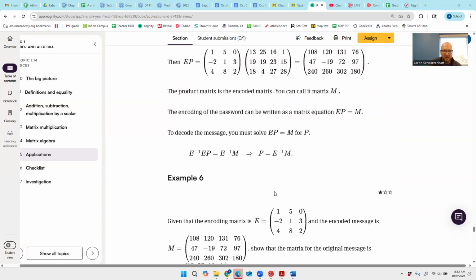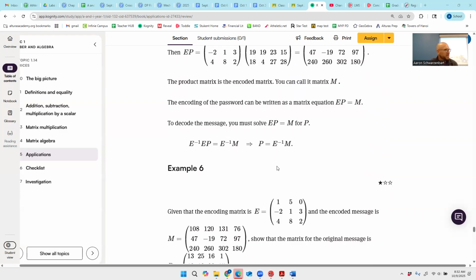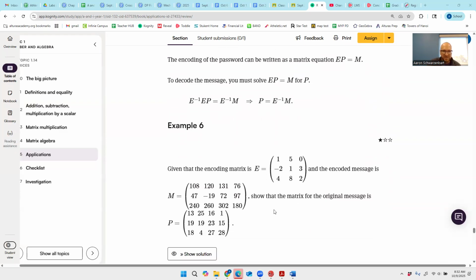If I was doing encoding, I probably wouldn't bother doing that by hand regardless. But okay, given this and the encoded message, show that the original message is that. So N is the original message? No, M is the encoded, I call it C, yeah. P is the original. So what I'm gonna do is I'm going to do, Times M. Yep. Equal P.